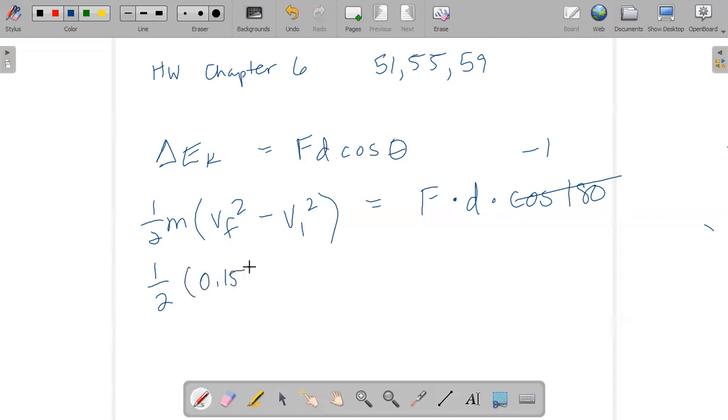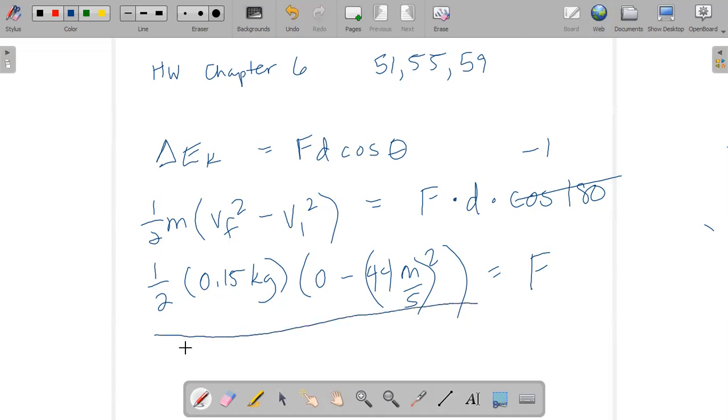All right, 1/2 times m, which is 0.15 kilograms. V final is 0 minus V initial, which was 44 meters per second, and this quantity is squared. That equals the force, and then we'll divide by the distance. This is going to be negative. The distance is 12.5 centimeters, which is 0.125 meters. And our force, if you do all that math, is going to be 1,200 newtons. This negative cancels out with that, so 1,200 newtons. There you go.